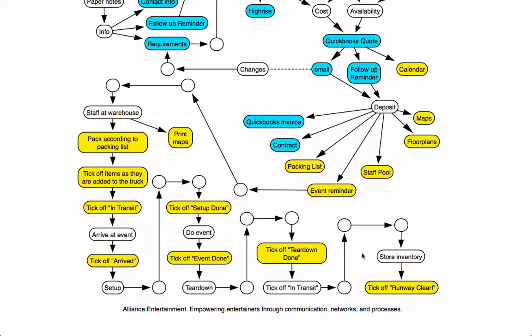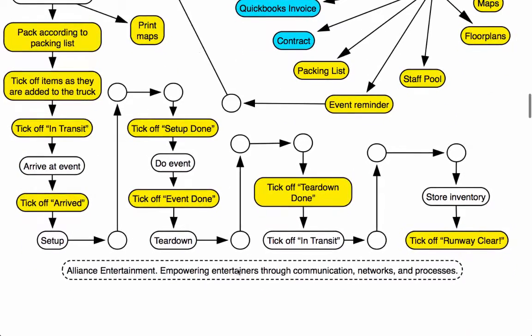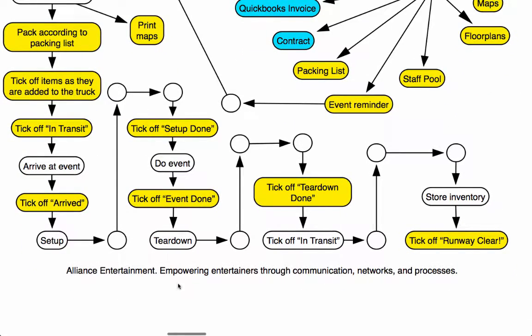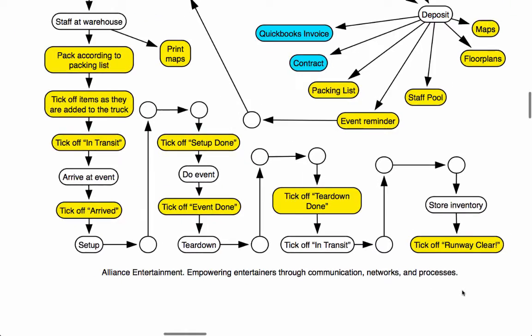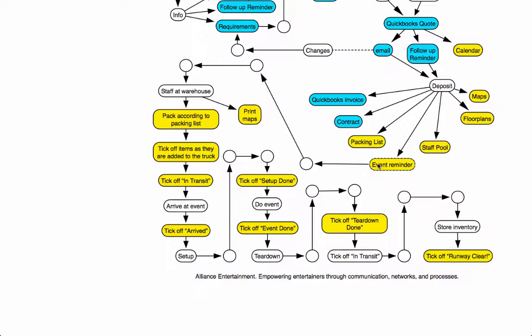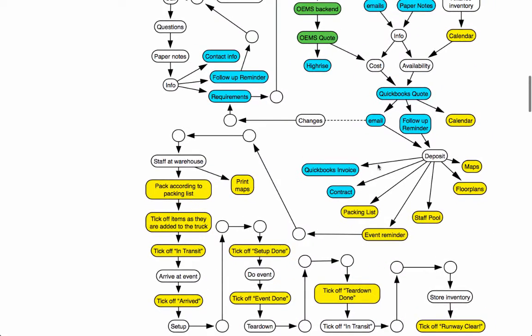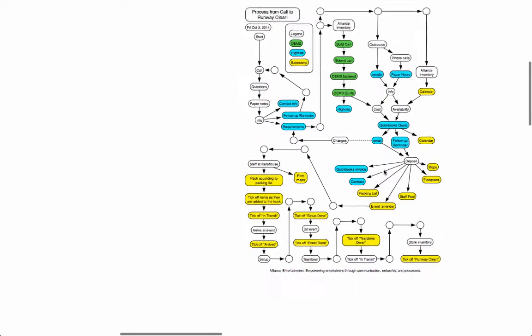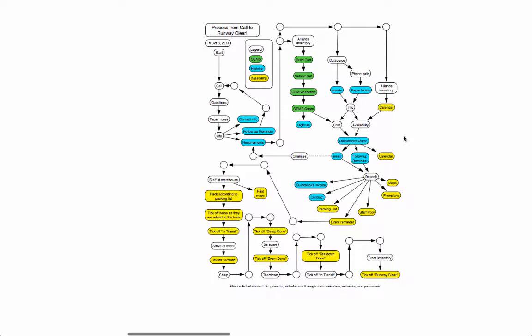Now, why are we doing all of this? Well, Alliance Entertainment is all about empowering entertainers through communication, networks, and processes. Our goal here is to increase the level of communication, to make everything that Alliance does more transparent. We want to increase the level of transparency in what we do. Of course, this is going to be networked.